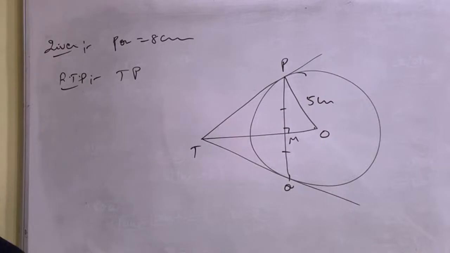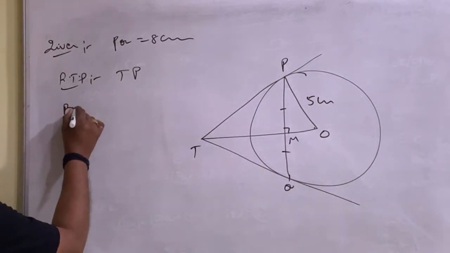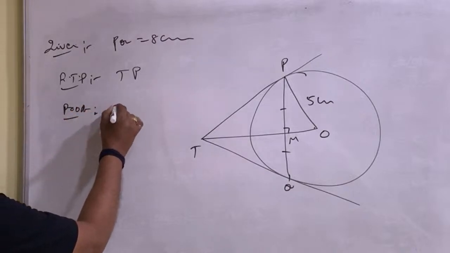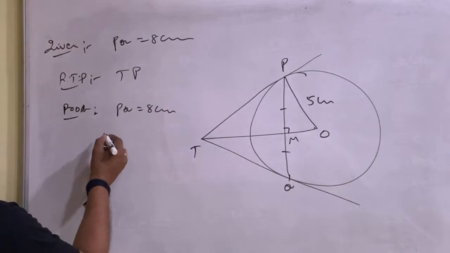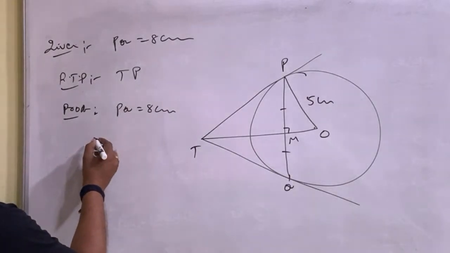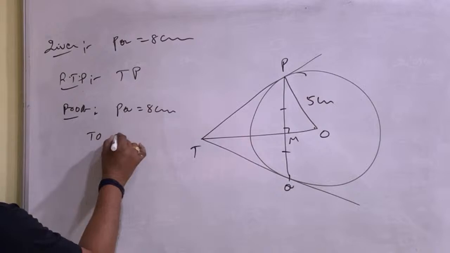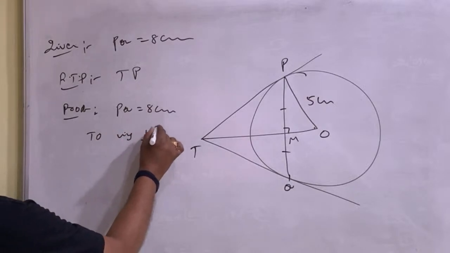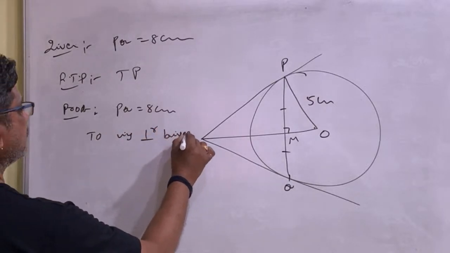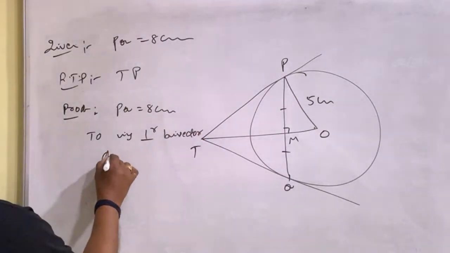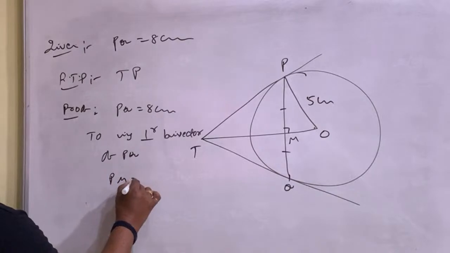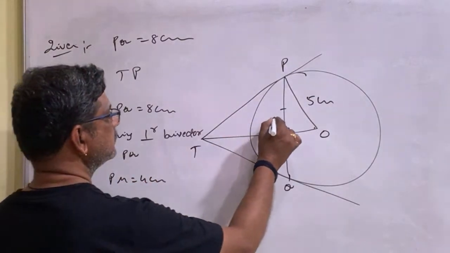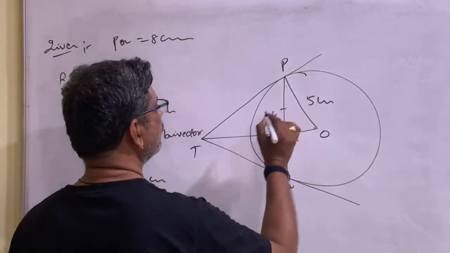Okay? Now, PQ is given as 8 centimeters. Then according to the statement that TO is the perpendicular bisector of PQ, PM will be 4 centimeters. This is 4 centimeters.